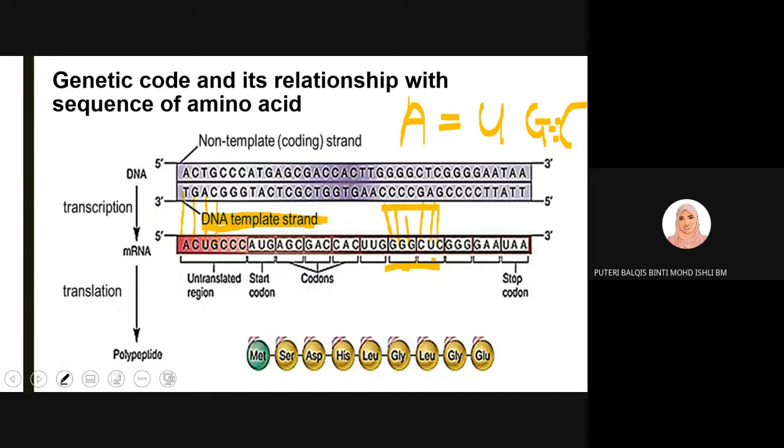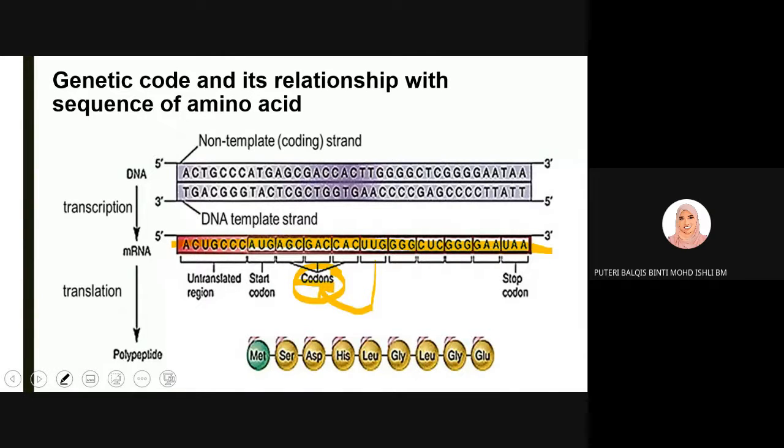Okay, mungkin ada soalan dia akan bagi DNA and they ask you to transcribe what is the mRNA strand. And along the mRNA, we have codon. Dekat mRNA ni kita ada bases ni kan. Bases ni kita panggil sebagai codon. And codon is read in triplet base. Codon ni kita baca secara triplet, secara kembar tiga. Satu kembar tiga kita panggil sebagai satu codon.